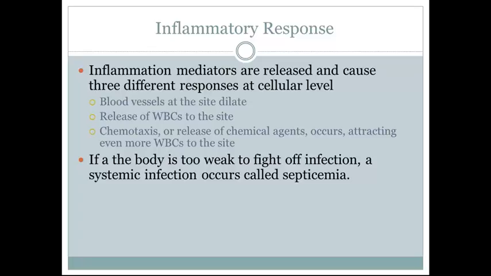If a body is too weak to fight off infection, a systemic infection, meaning in the bloodstream, occurs and is called septicemia. This type of infection can be very, very deadly if not treated immediately.